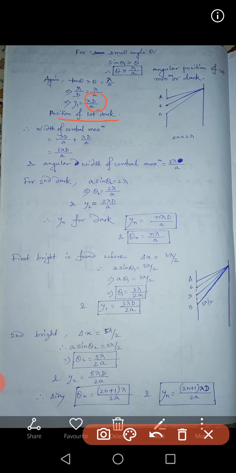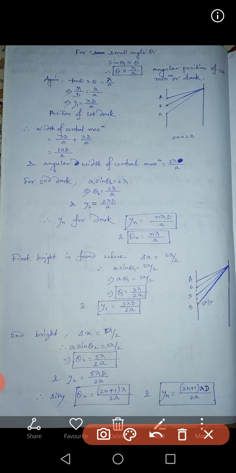What is the difference between angular position and linear position? See, only a capital D is multiplied, right? So remember this one, because in the next cases also we are using this. With angular position you just multiply capital D to get the linear position. Okay, so this is done. This is for the first minimum.